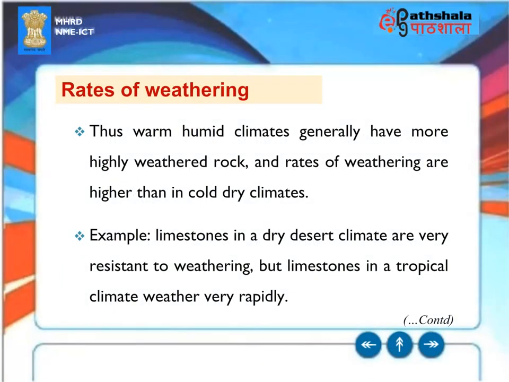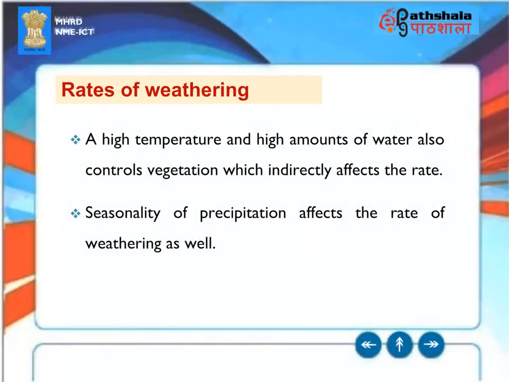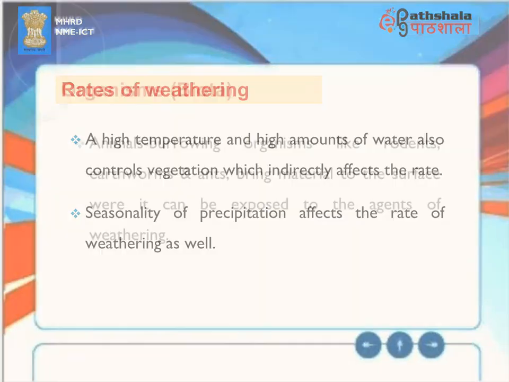Thus, warm, humid climates generally have more highly weathered rock, and rates of weathering are higher than in cold, dry climates. Example, limestones in a dry desert climate are very resistant to weathering, but limestones in a tropical climate weather very rapidly. A high temperature and high amounts of water also control vegetation, which indirectly affects the rate. Seasonality of precipitation affects the rate of weathering as well.